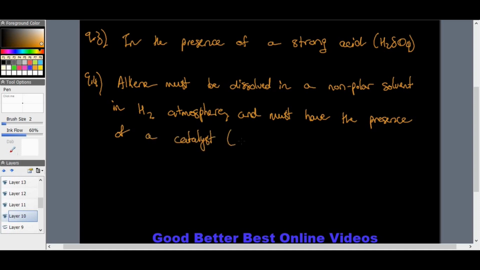Catalyst, i.e., must be nickel or platinum or lead. Catalyst, Pd. That's the two reaction conditions for hydration, which is reaction 3.